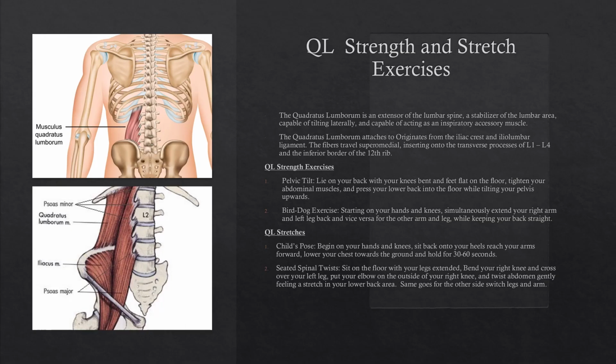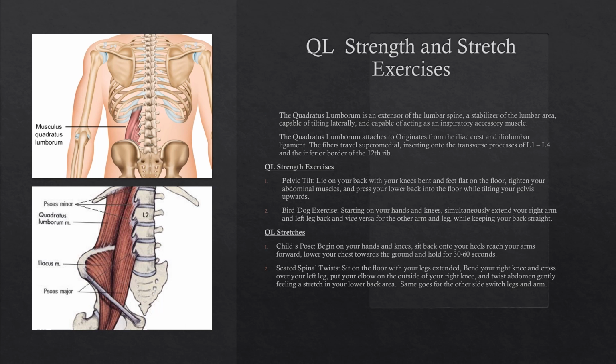So for the QL strength and stretch exercises, the quadratus lumborum is an extensor of the lumbar spine, a stabilizer of the lumbar area, capable of tilting laterally and capable of acting as an inspiratory accessory muscle. The quadratus lumborum attaches to and originates from the iliac crest and the iliolumbar ligament. The fibers travel supramedially, inserting onto the transverse processes and the inferior border of the 12th rib, of the L1 to L4, and the inferior of the 12th rib.